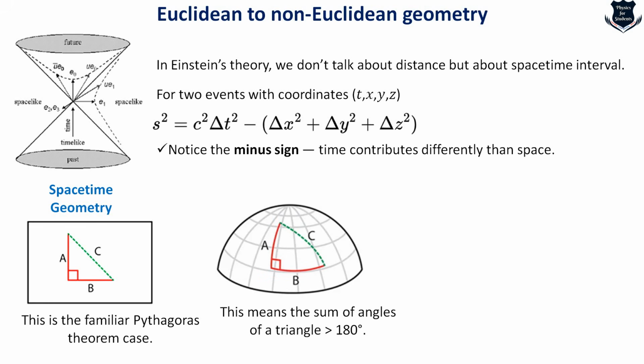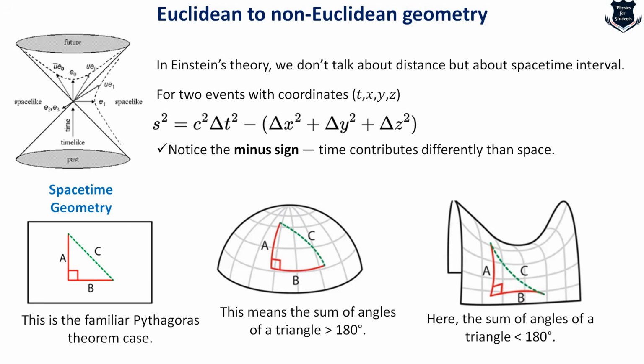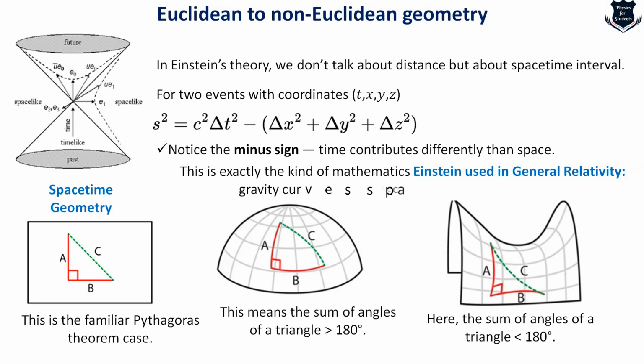Here you can see if I draw a kind of triangle, the sum of the angles is greater than 180 degrees. Here the sum of the angles is less than 180 degrees. So here this is the spherical and this is a hyperbolic geometry. And this is exactly the type of geometry Einstein used in the general theory of relativity. Different shapes, different types of positive, negative and other kinds of curvature.